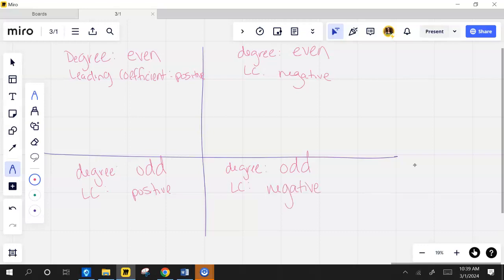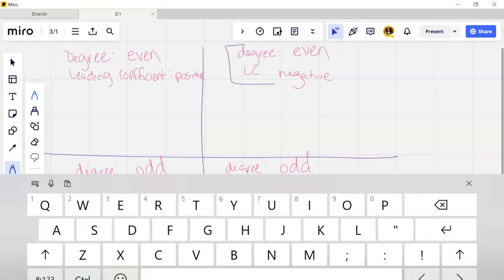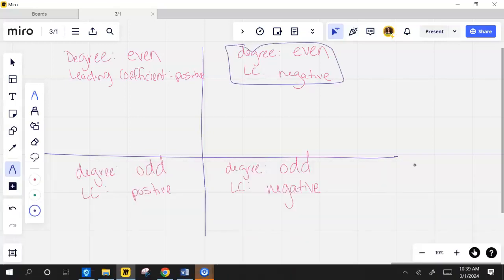Every single polynomial in the whole wide world that has an even degree and a negative leading coefficient, or an odd degree and a positive leading coefficient, they have the exact same end behavior every single time.